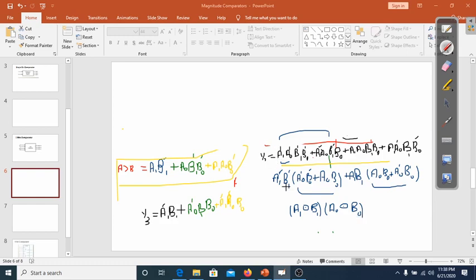Now let us implement these simplified expressions. This is for y2, this is y1. So here we have inputs, which are A1 and A naught, B1 and B naught.